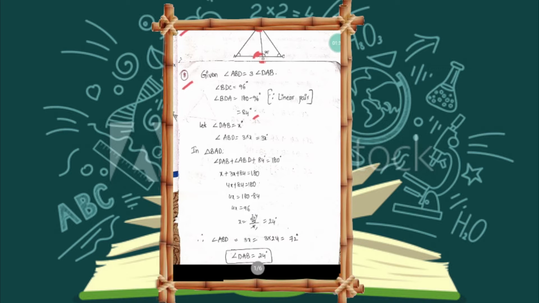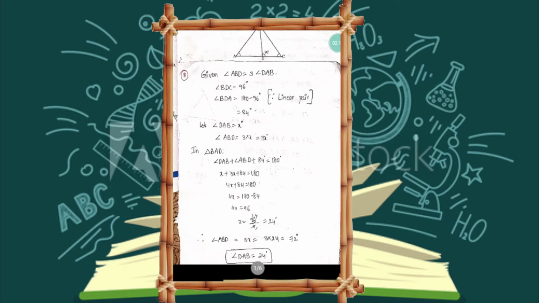Now let DAB, this angle, be equal to x, children. Then angle ABD equal to 3 into x, by using this condition. Angle ABD equal to 3x. Now we know three angles of triangle BAD. One angle is x, one angle is 3x, and one angle is 84 degrees. Understood, children? In any triangle, the sum of three interior angles is equal to 180 degrees.